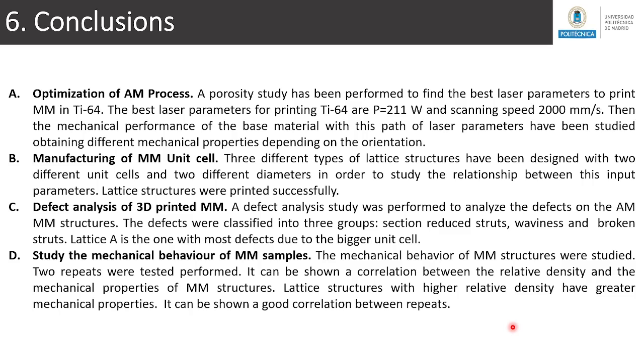2 repeats were tested, and a correlation can be shown between the relative density and the mechanical properties of the metamaterial structure.